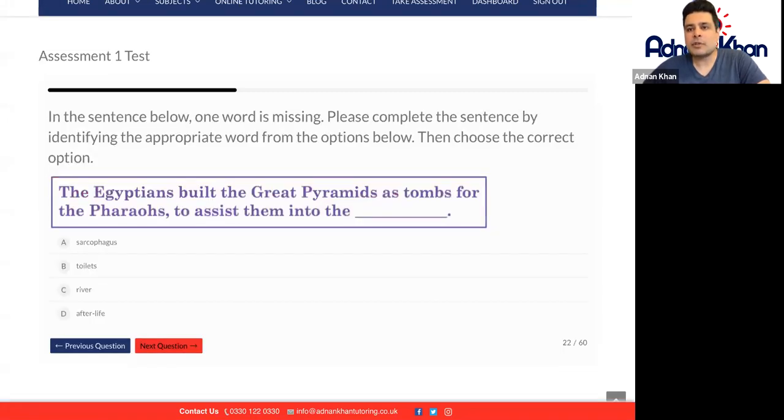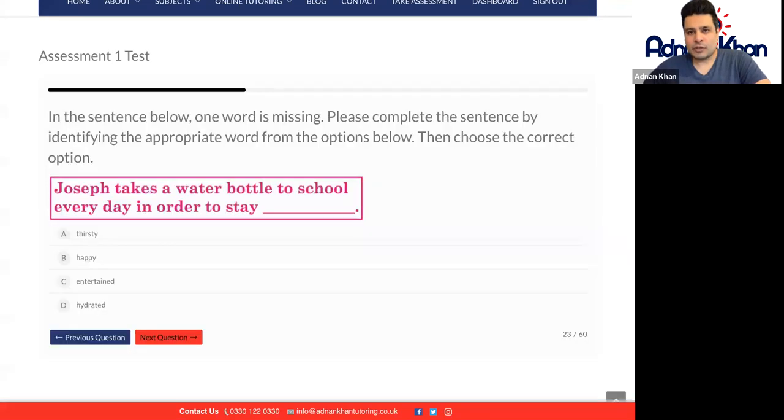Okay, the Egyptians built the Great Pyramids as tombs for pharaohs to assist them into the, what particular answer are we looking for now? So the answer here is going to be the afterlife. That's one of the reasons why Egyptians, as we know from the comprehension, produced tombs to put their dead pharaohs in, so they can enjoy themselves and have a good life in the afterlife. Okay, let's move on to the last question in the closed passages section.